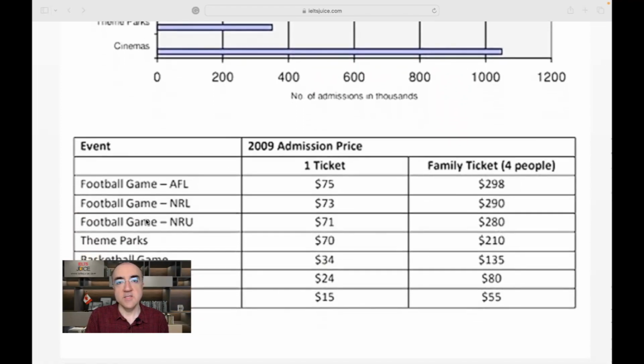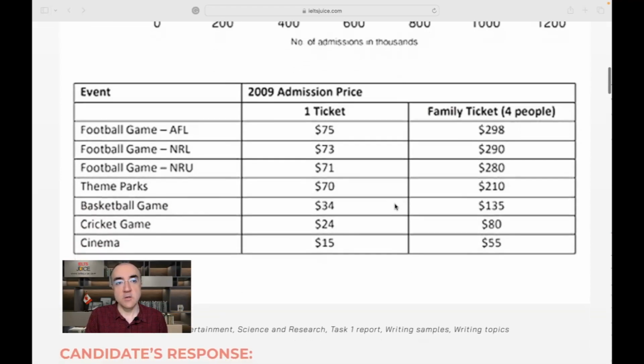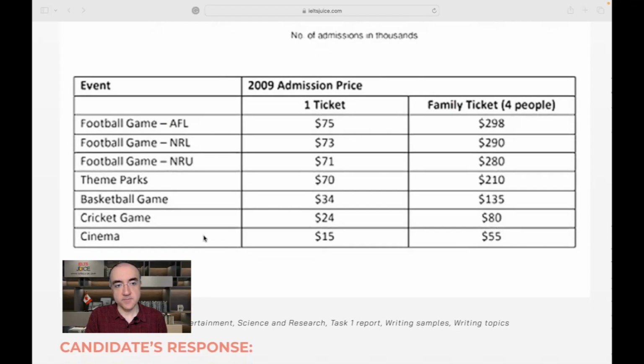And then again, same year, 2009, admission price, one ticket or family ticket, that means 4 people, and there are 7 events from different football games to cinema, and then there are different prices, or I can see a range here. And of course, same thing, but now for 4 people.